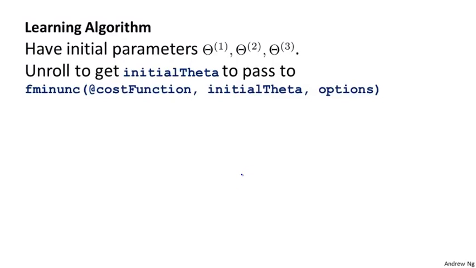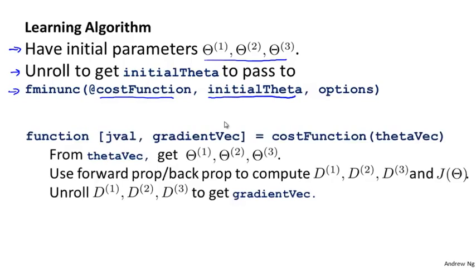To make this process really concrete, here's how we use the unrolling idea to implement our learning algorithm. Let's say that you have some initial value of the parameters theta 1, theta 2, theta 3. What we're going to do is take these and unroll them into a long vector we're going to call initial theta to pass into fminunc as this initial setting of the parameters theta. The other thing we need to do is implement the cost function. Here's my implementation of the cost function.